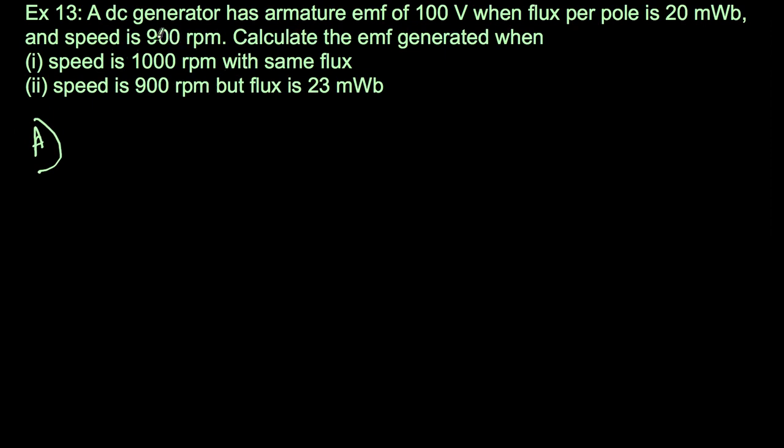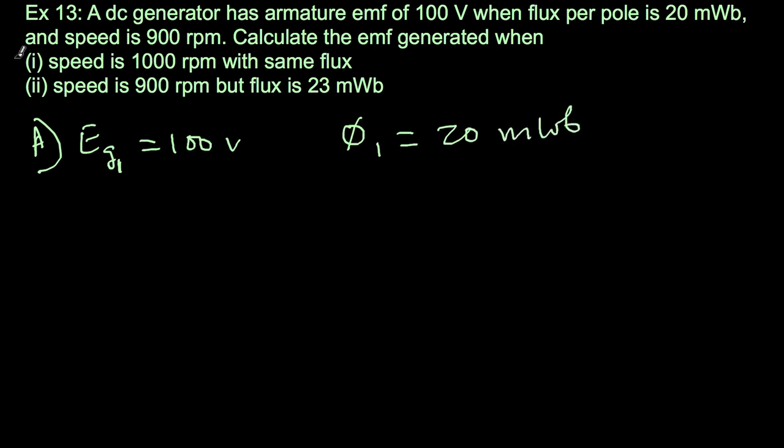So let me solve now. A DC generator has armature EMF of 100 volts. So EG equal to 100 volts. When flux per pole, I'll denote this as EG1, then flux 1 is 20 milliwebers. Speed is 900, so N1 is 900 RPM. So calculate the EMF generated when speed changes. So this is basically a very easy problem.